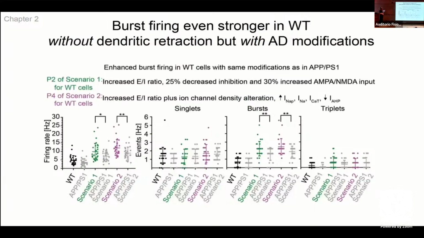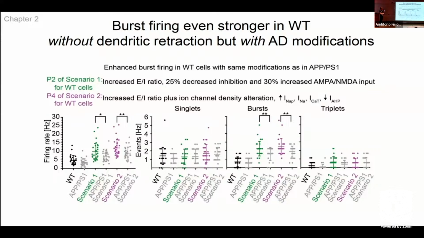Okay. I already mentioned before that one of our hypotheses, and confirmed, was that the dendritic retraction, the change in size of the Alzheimer's cells, was a compensatory mechanism. And now we thought, okay, what if it didn't happen? What if we take the wild type morphologies that do not show this shrinkage and then apply these modifications that we investigated in these different configurations and see what happens then? And what you can see is, if you compare the green and the purple with the gray, that the increase of the firing rate, especially of the burst behavior, is even stronger.